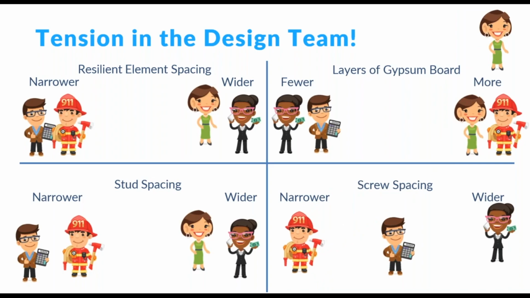Fire protection engineer wants narrower screw spacing. Again, it's more things holding that gypsum board together as it starts to calcine and fall apart in the fire. More screws means it's going to hold together longer. And acoustically, we want wider screw spacing. Again, fewer connection points means fewer points to transmit acoustic energy.